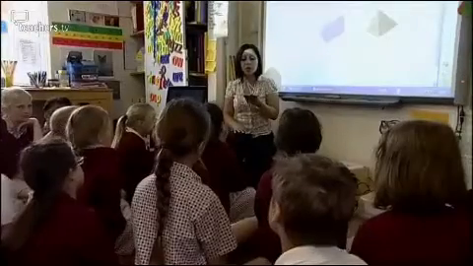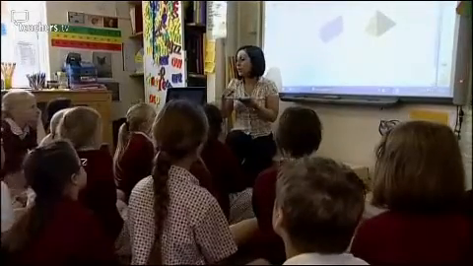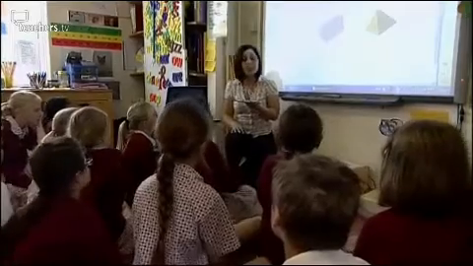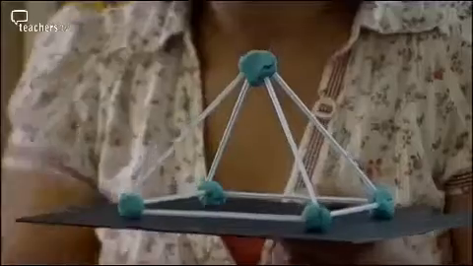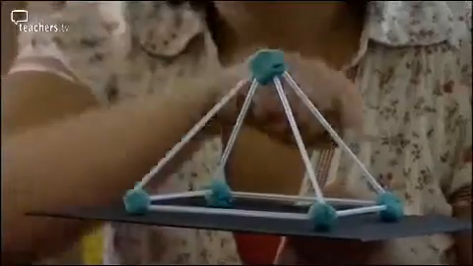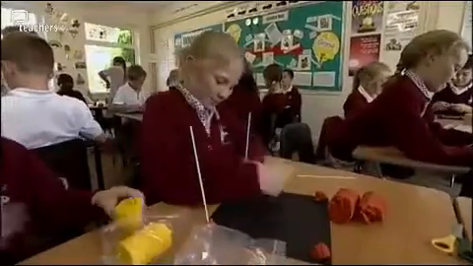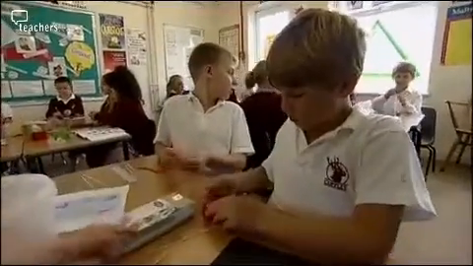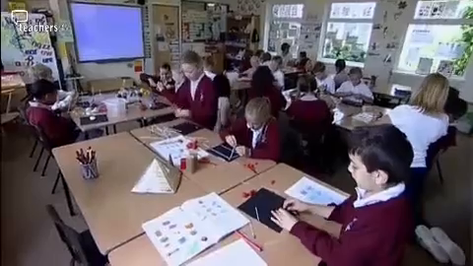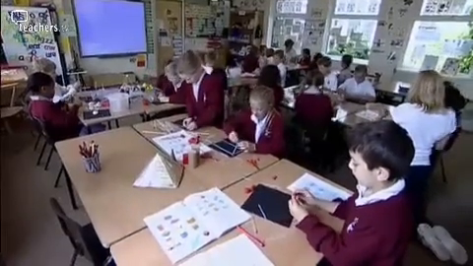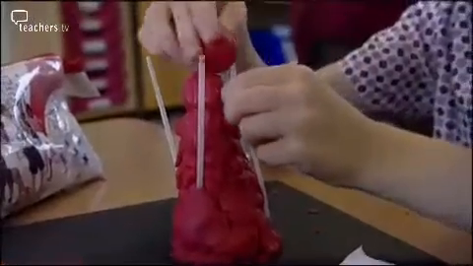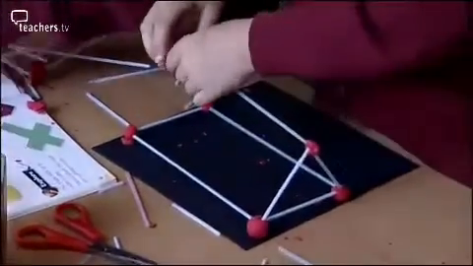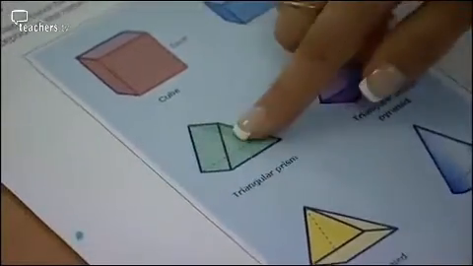On your tables, you've got some straws, some Play-Doh modelling clay, and some scissors, and some pictures of 3D shapes. You can create the shape however you want to. Off you go then, please. At their tables, they need some sort of modelling clay, plasticine, and some straws, some scissors, possibly some mats to roll out their Play-Doh or their clay onto. Also on the table are some drawings of 3D shapes. The children then use these and the materials to create their 3D shape.